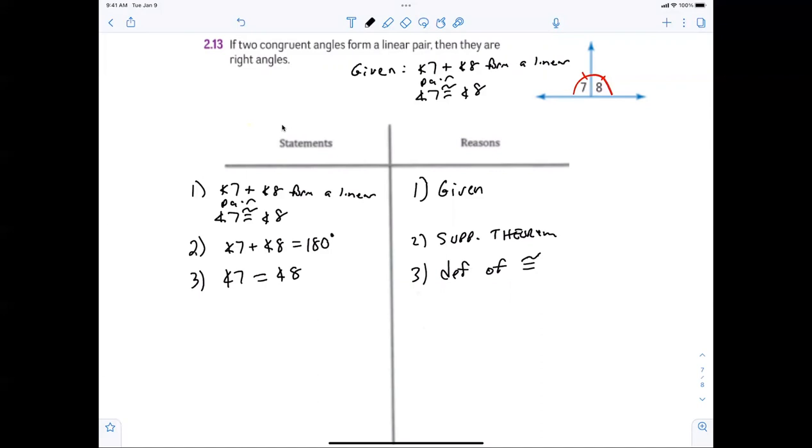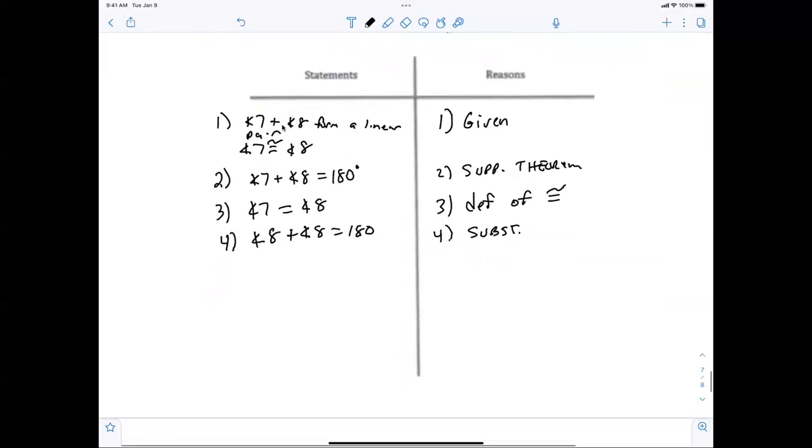Yeah, angle 8 plus angle 8, right? Just make that straight substitution, right? So we can say that angle 8 plus angle 8 equals 180. And of course, that's a what? Substitution. Could we have said angle 7 plus angle 7 equals 180? Yeah, no difference.